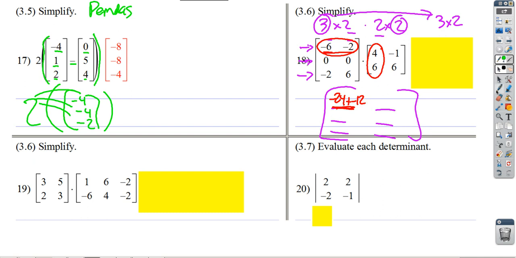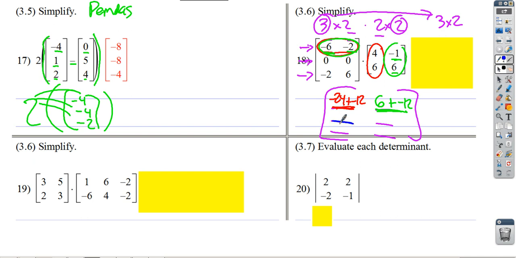So the next one is, this is first row, second column. So here's the first row, here's the second column. Negative 6 times negative 1 is positive 6. Negative 2 times 6 is negative 12. We'll add these together in just a sec.